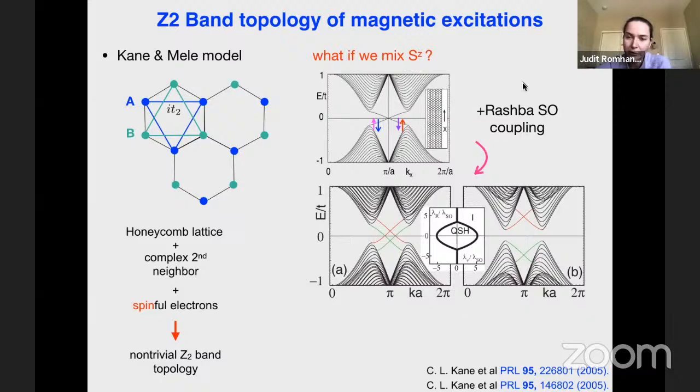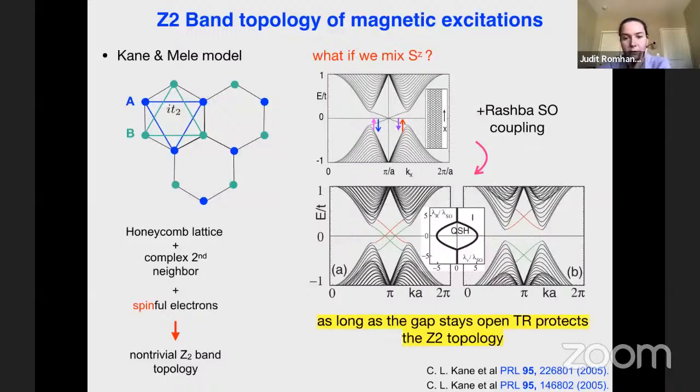But when the Rashba spin orbit coupling becomes large enough to actually close this gap and drive the system through a band touching transition, then there will be a hybridization between these bands, and these bands become topologically trivial, and so do the edge modes. So the edge modes are not crossing the bands anymore. In this case, one can tell that as long as time reversal symmetry is present, and as long as the gap remains open, the Z2 band topology is preserved in the system.